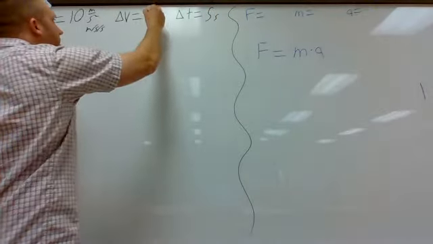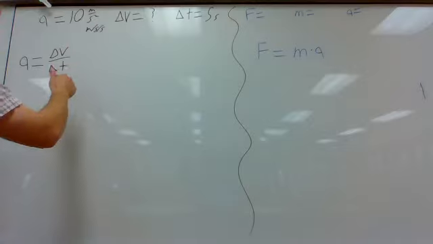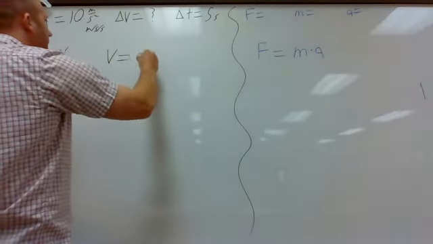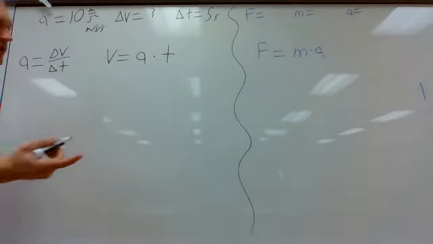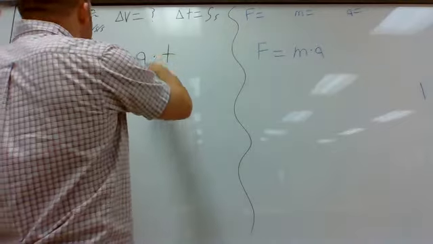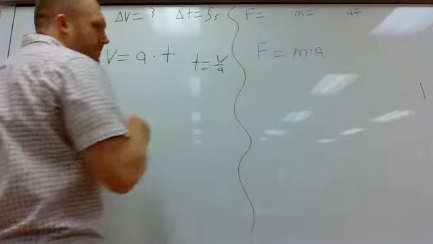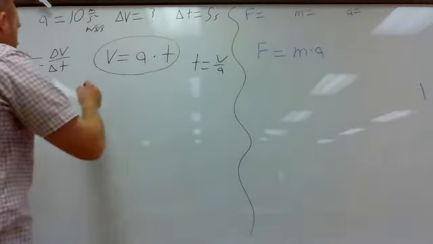So velocity is unknown. Remember our rearranging of equations. If I want velocity by itself, I need to get rid of the t. So I multiply both sides by t, and I get v equals a times t. Let me give you all three versions real quick. If you wanted to solve for t, t would be equal to v divided by a, just so you have all three versions. But I'm going to use this one this time.